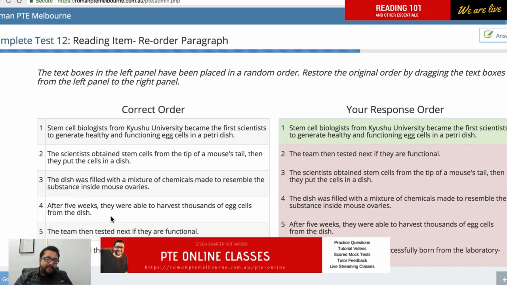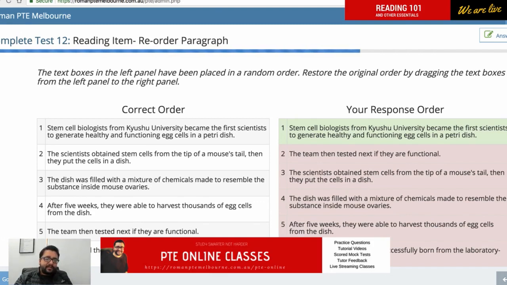In 4, "after 5 weeks, they were able to harvest" means the scientists were able to harvest thousands of egg cells from the dish. So again, the same dish where they had inoculated the cells. And the next one is "the team then tested next if they are functional." What do you think they tested here? They tested the ovaries, or sorry, egg cells. They tested the egg cells to find out if they are functional.